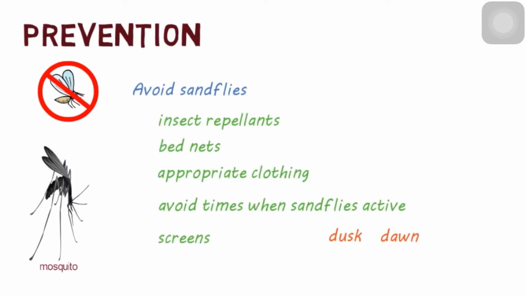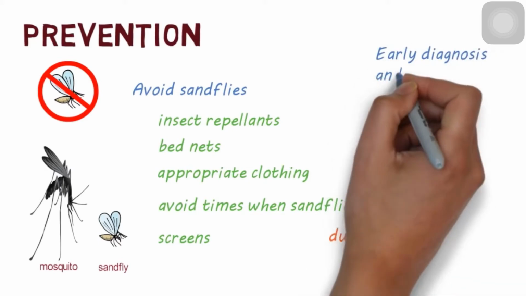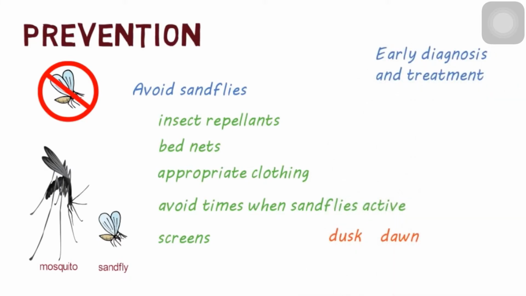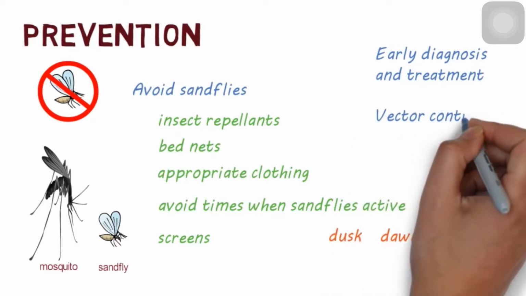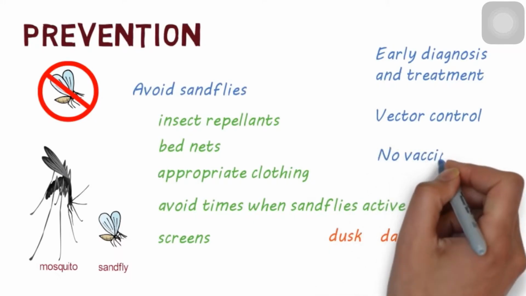Screens are useful, but because the sandfly is smaller than a mosquito, they may be able to get through small holes. Early diagnosis and treatment can prevent complications and reduce the burden of disease in the community. Various vector control programs have been implemented in several countries to eliminate the reservoir of the disease. There is currently no vaccine to prevent this disease. For more information, have a look at the websites below.